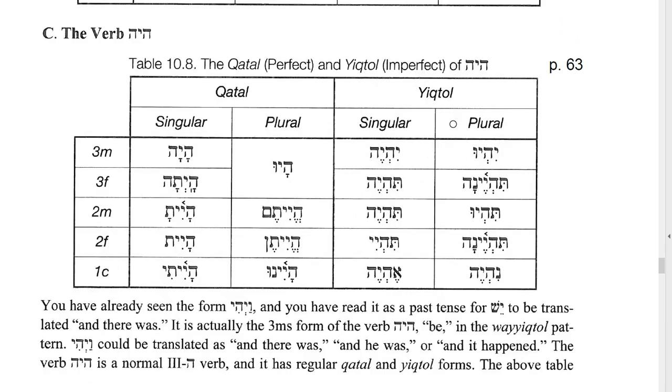So here we are on page 63 of the textbook. We have the qatal and the yiqtol of haya, and we're looking for tihyu. Here it is, and that is second masculine plural. It's a qal yiqtol, second masculine plural. Just as with other lamed hey verbs, that final hey drops off before we put on the suffix.